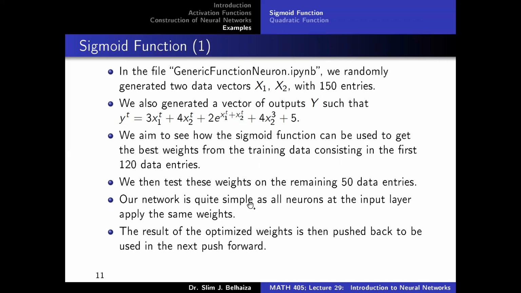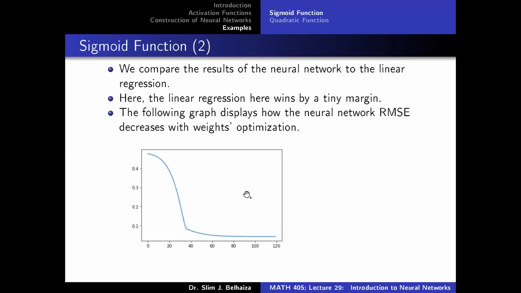Our network is quite simple, as all neurons at the input layer apply the same weights. The result of the optimized weights is then pushed back to be used in the next push forward. We compare the results of the neural network to simple linear regression using the pseudo-inverse matrix. What you will see later on is that the linear regression here wins by a tiny margin. The following graph displays how the neural network root mean square error, RMSE, decreases with weights optimization.